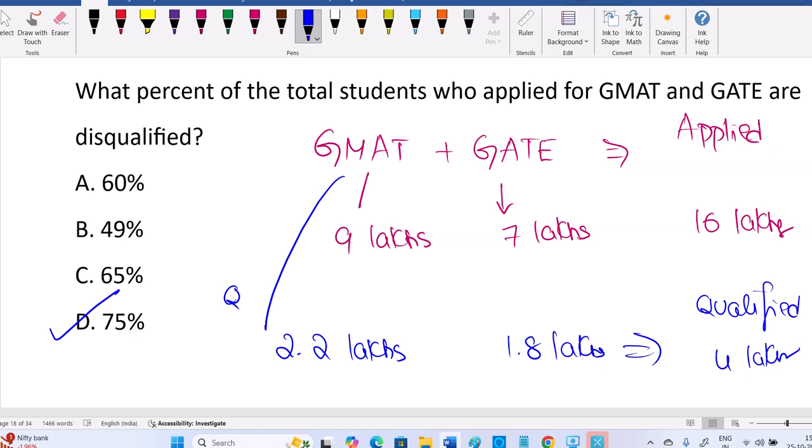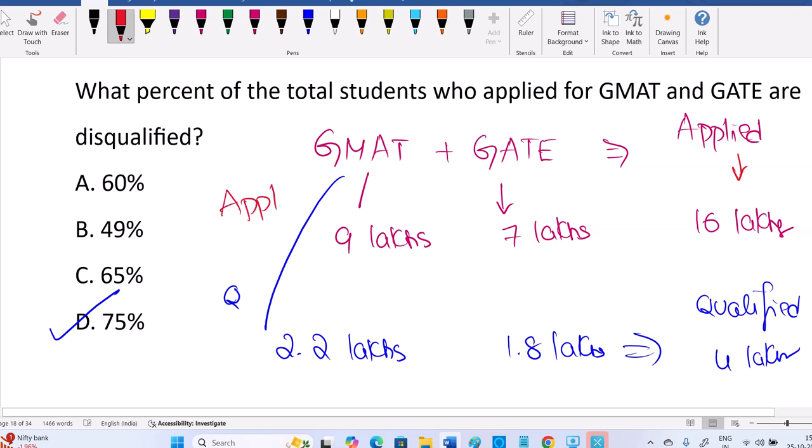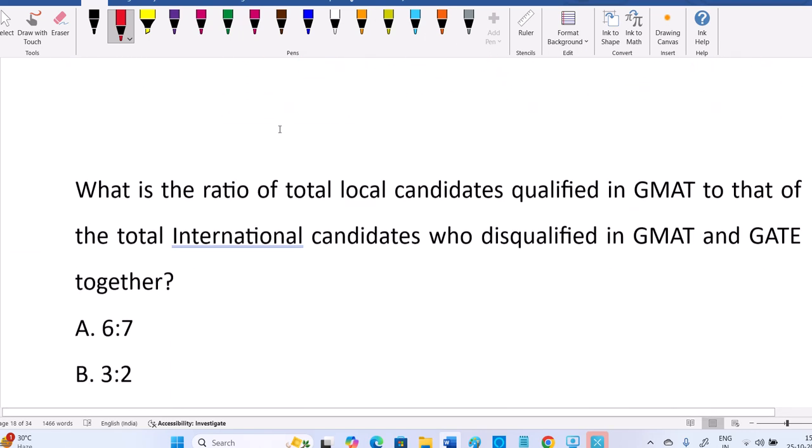Percentage is 12 out of 16, 3 by 4 into 100, which means 75%. So I just calculated qualified, then removed it from 100. So applied and qualified are what matter. Appeared they are not considering, so don't waste your time on it.